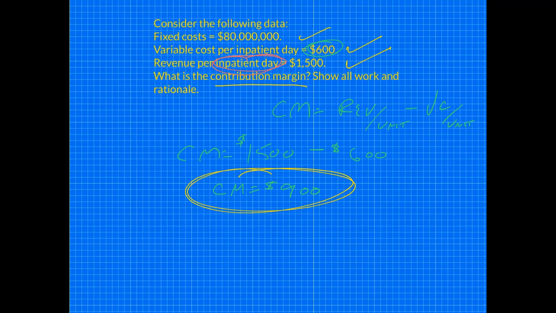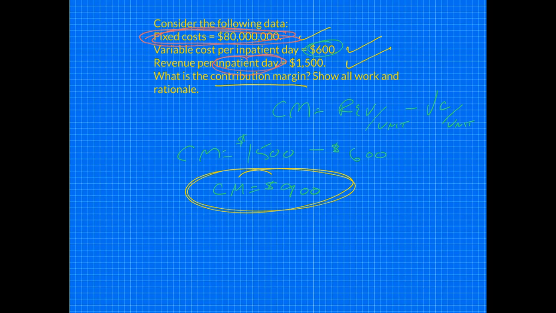It's just that simple. There is a little bit of a red herring in here, and all questions usually have some sort of little extra piece of data sometimes in there that you don't need. This one has the fixed costs in here. So don't let that throw you if you see that in there. Contribution margin is simply revenue per unit minus the variable cost per unit equals contribution margin.